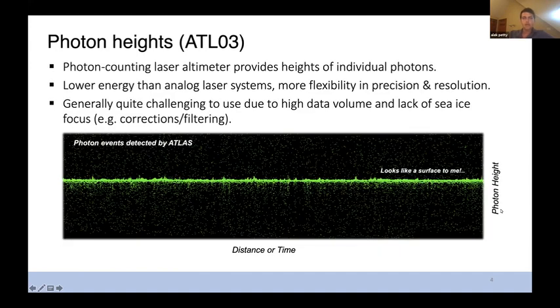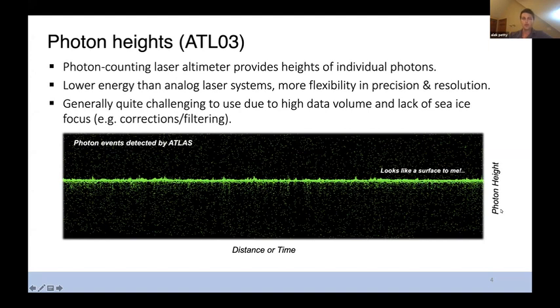So just to step through these again, you've already had some discussion of ATL3, and I know Ben will be talking about ATL3 as well, but it's really the key product from which everything else is derived. So it's the individual photon heights. This is a nice scene of what ATL3 might look like. Each of these green dots is a given photon event detected by ATLAS. And again, if you just plot these scenes, you see these nice examples of where this apparent surface might be being detected by ATLAS.